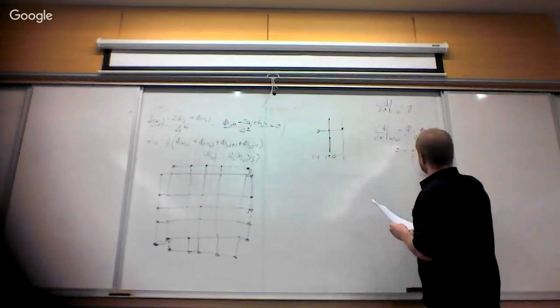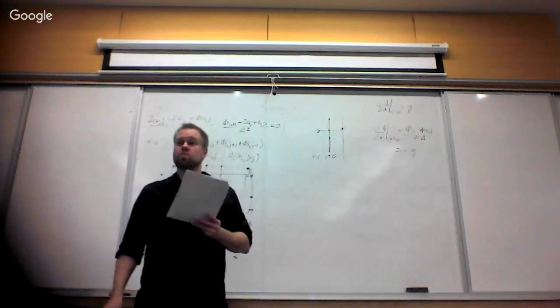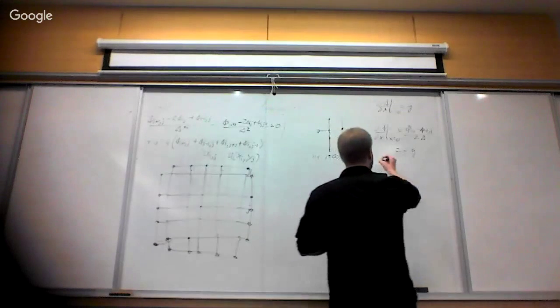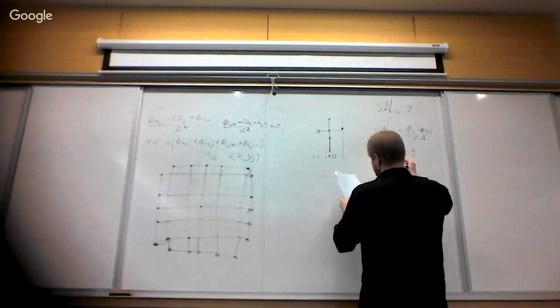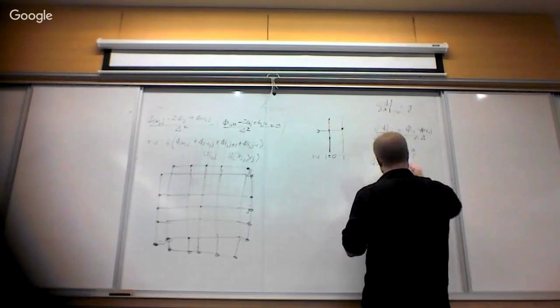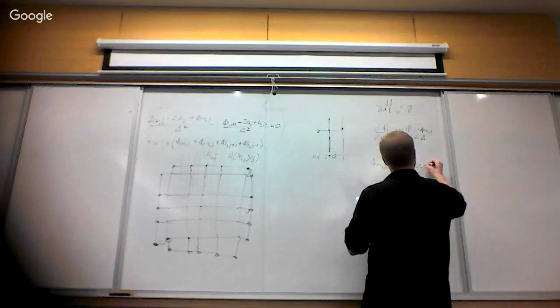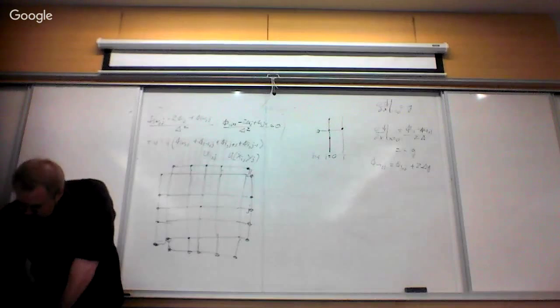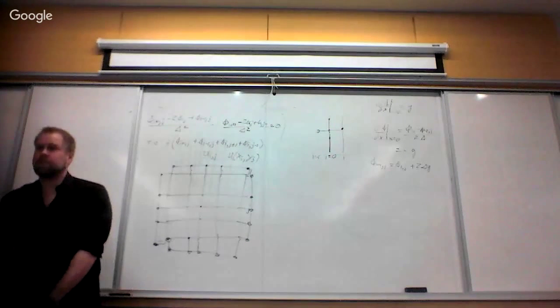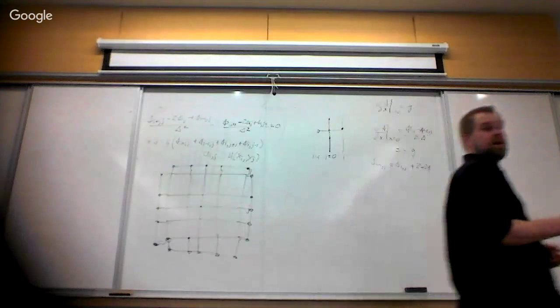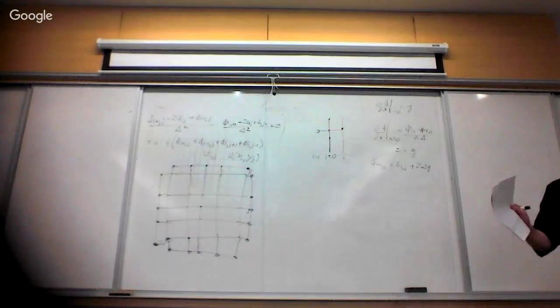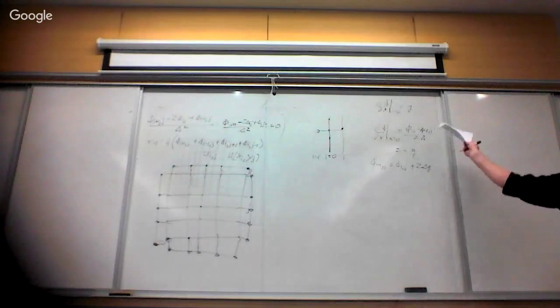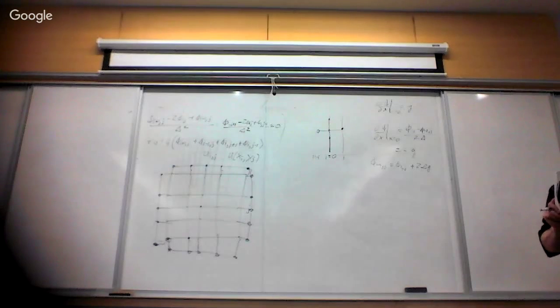We also know this is equal to negative g. That means we can solve for phi at negative 1j: phi at negative 1j equals phi at 1j plus 2 delta g. Good. We make a fictitious point. The boundary condition allows us to ascribe a value to that fictitious point.